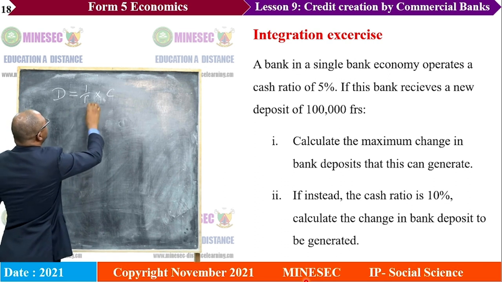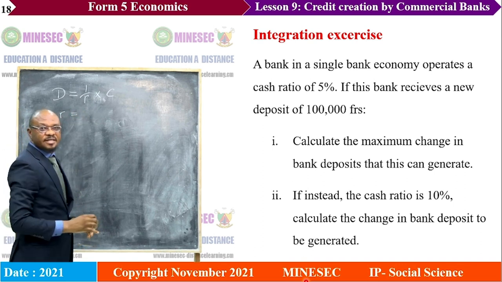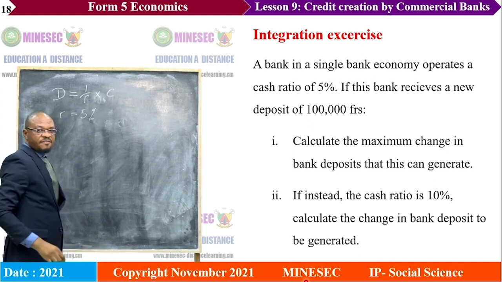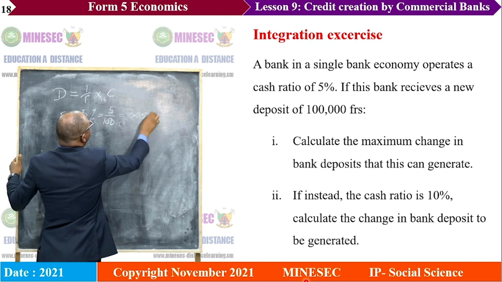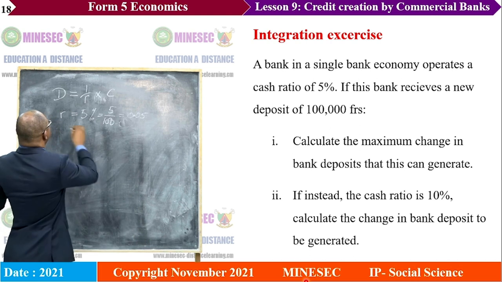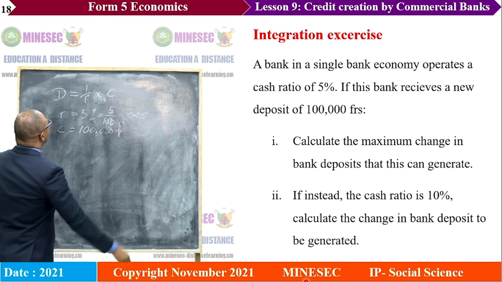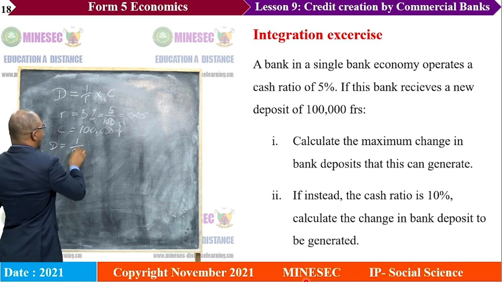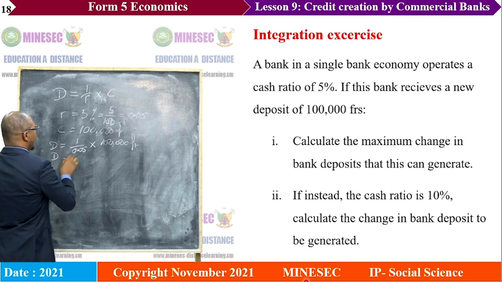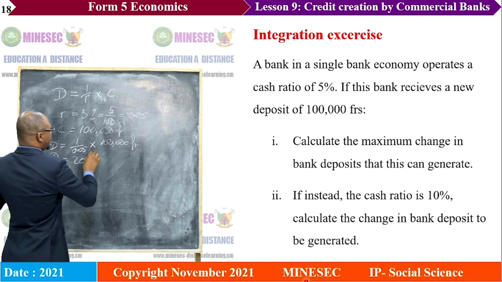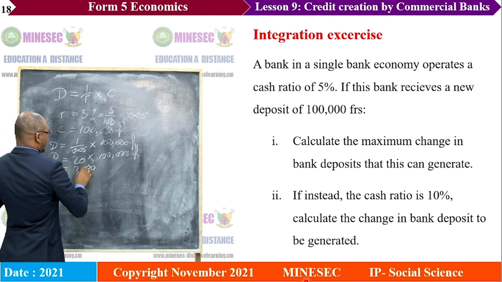So, if we substitute the items in the formula, our R, the cash ratio, is 5%. 5% is the same as 5 over 100, which is the same as 0.05. So that will be the cash ratio. And then C is the initial deposit of 100,000 francs. So if we substitute this in the formula, we'll have Z equals 1 over R, R is 0.05, times 100,000 francs. That would mean that our maximum level of bank deposit would be 20, because 1 over 0.05 is 20, times 100,000 francs. And that would give us a maximum level of bank deposit of 2 million francs.